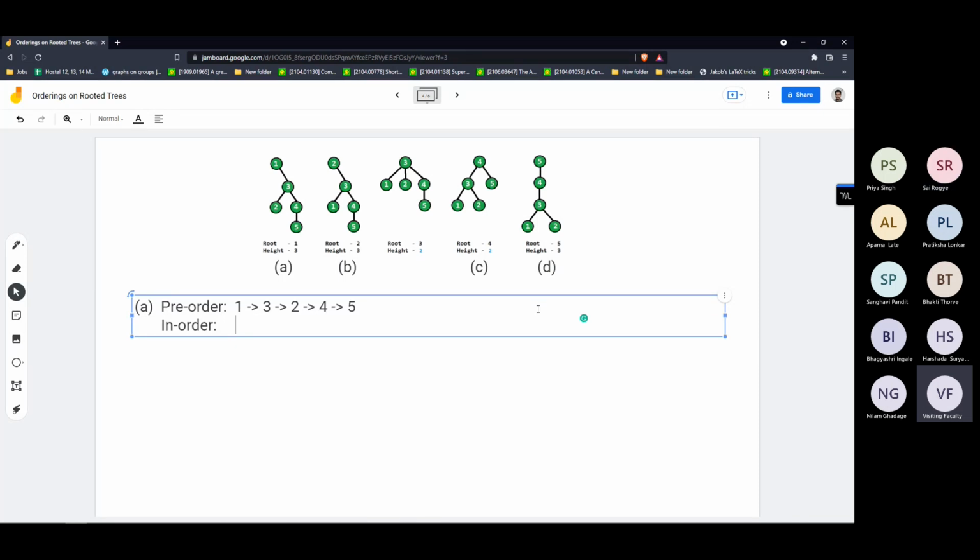Root is 1. What is the left subtree of one? There's no left subtree. So left subtree, root, right subtree, no? So what should I write first? So 1 goes to One.